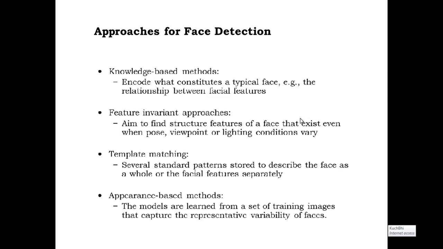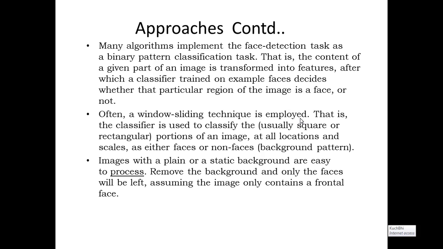Let's talk about the approaches that are being used. The first one is the knowledge based method. In this, encoding what constitutes a typical face, for example the relationship between facial features, is taken into account. Then we can talk about feature invariant approaches. Here, the aim is to find structural features of a face that exist even when pose, viewpoint, or lighting conditions vary. Then there is template matching, where several standard patterns are stored to describe the face as a whole or the facial features separately. Now, the technique which we are using here is an appearance based method. Here, the models are learned from a set of training images that capture the representative variability of faces.